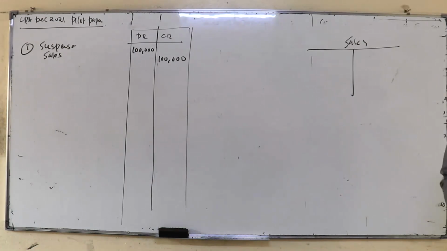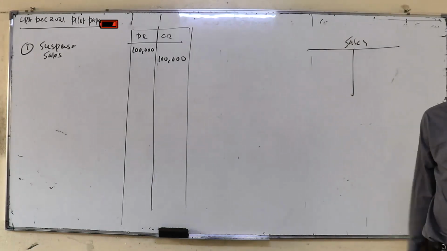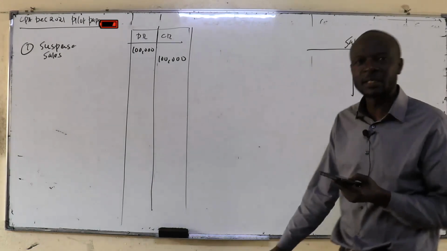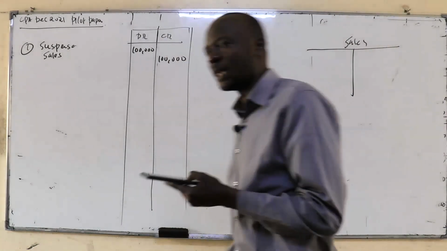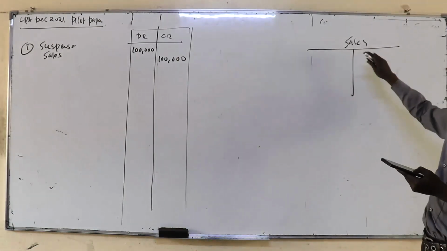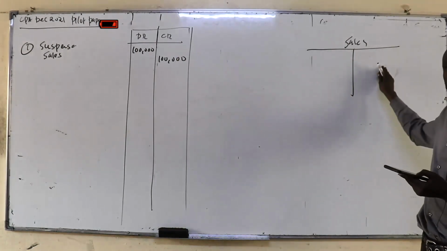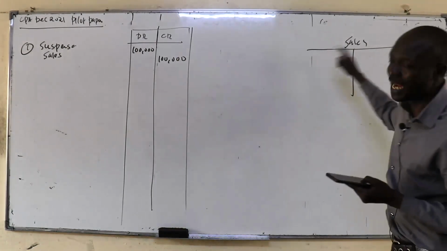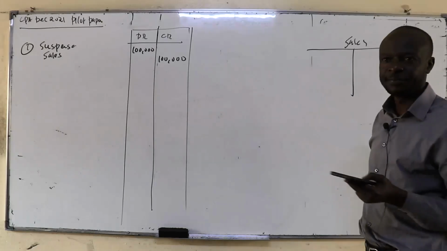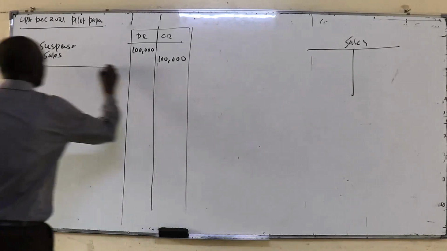If any account is undercasted, just ask yourself, is it a debit balance or a credit? If it's a debit, it means the debit side was understated. So you make it the correct value by adding it to the debit side. If it has a credit balance, the way sales has a credit balance, then it means the credit side was understated. So you need to make it correct, isn't it? So you need to add it there to make it what it should be. So you underline.